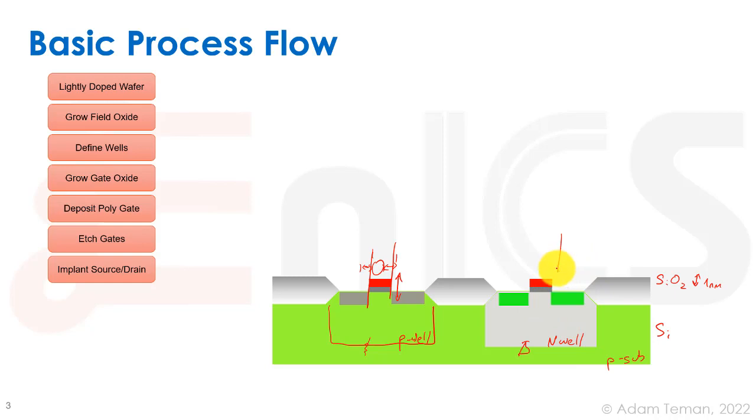But here, look, what we did is we shot our ions with ion implantation on top of the wafer, and anywhere that wasn't covered is going to be doped with it. Over here, it's going to be P+, and over here, it's going to be N+.